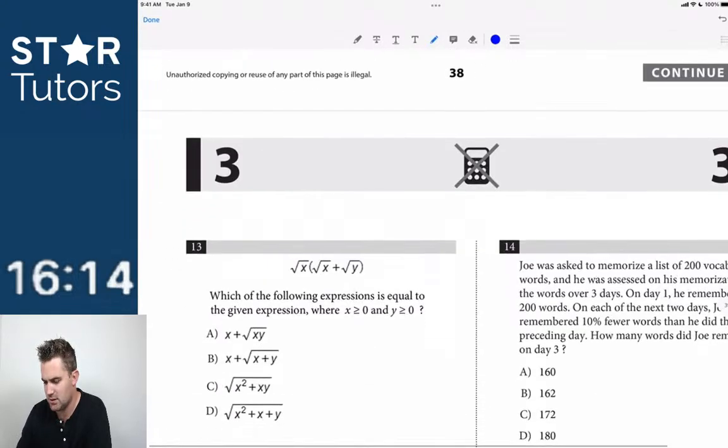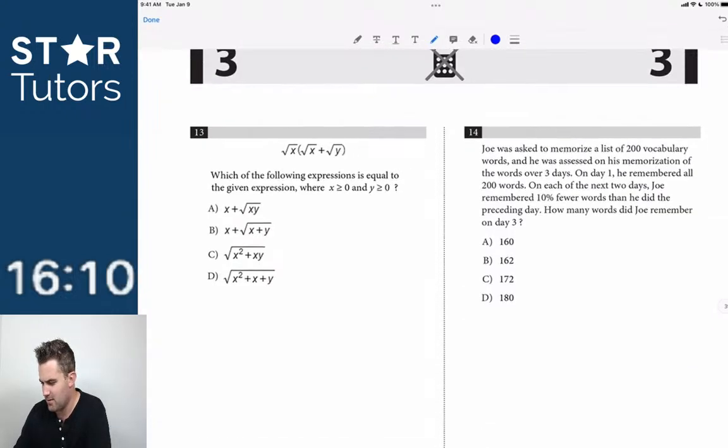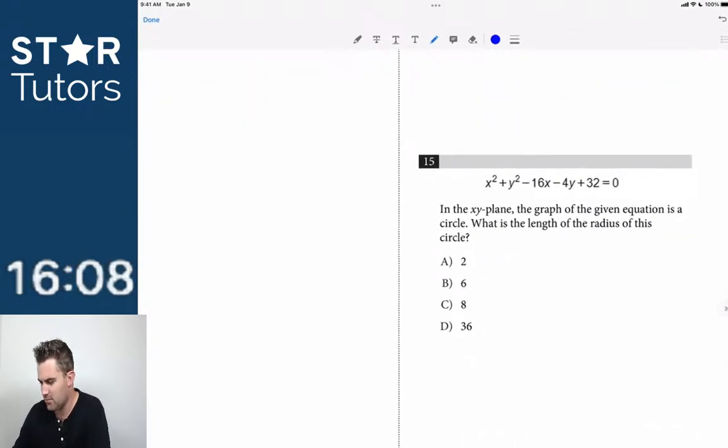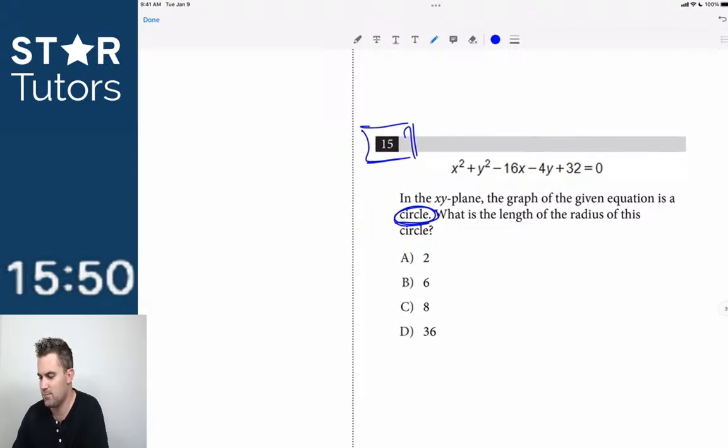I'm going to skip number 11 for right now, although I don't think it's going to be that bad. I'm going to skip 13 and 14. I can come back to those. This one I knew was going to be easy. I just glanced at it. I knew this was going to be easy because it's a circle equation. If you know the circle equation, you're just going to be solving by completing the square. This is a very common question on the SAT no calc section. If you've seen this before, it's pretty common.